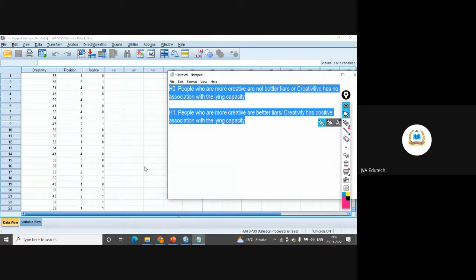First you frame the null. So many studies have confirmed that people who are more creative are better liars. I am saying I don't agree with this. Creativity has nothing to do with the lying competition, lying capacity. Then I made the opposite of it, that creativity has something to do with the lying capacity, right? So based on the literature, whatever we understand, the negation of that we keep as the null hypothesis, as a general rule.